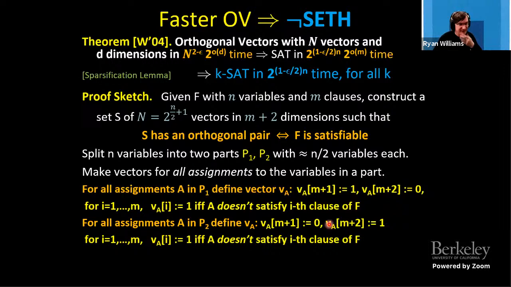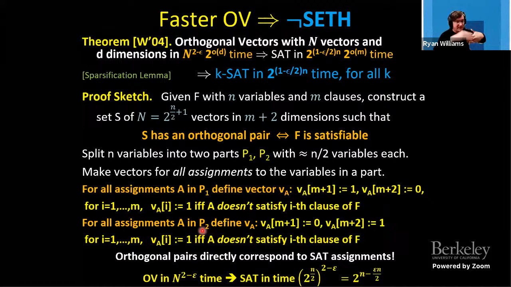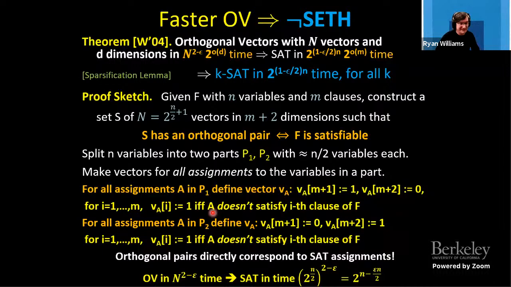Okay, so we're putting zeros and ones saying whether or not you satisfy the ith clause. And then it's easy to see that orthogonal pairs in this new instance directly correspond to SAT assignments. So every orthogonal pair here directly corresponds to some assignment on the variables in P1 and the variables in P2 that satisfies all the clauses. Because the inner product is zero, in every component there's at least one zero. Well, that means that the partial assignment A satisfies the ith clause or the other partial assignment satisfies the ith clause. All right. So that's it.